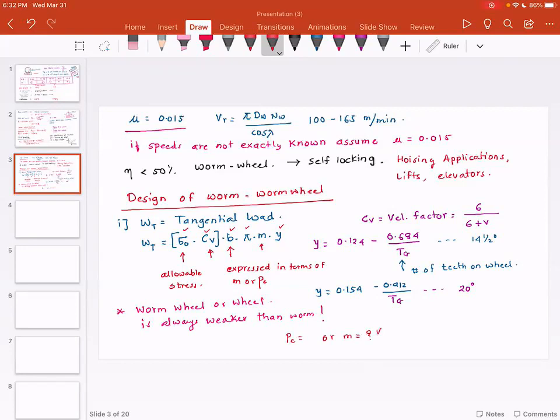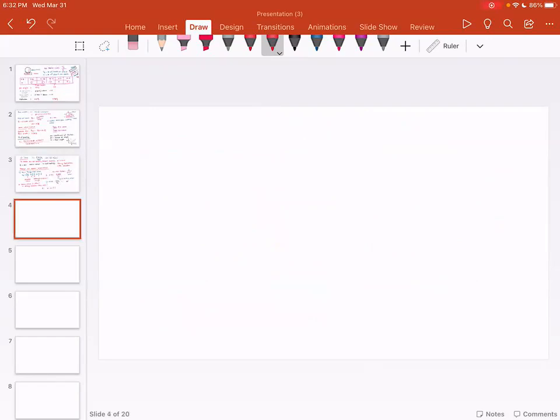Now, the next step is we have to find the dynamic load. So in the next step, step two, we have to find the dynamic load.